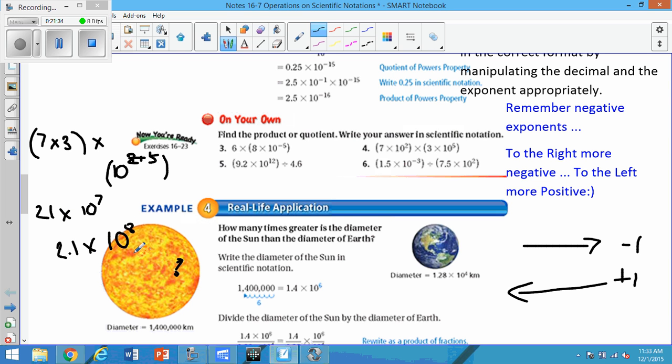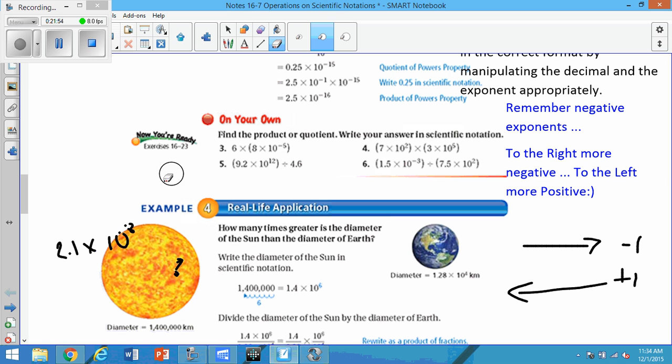Now you're going to the left, so you are going to add that 1 to it. So that's what your answer would be for number 4. If you got that right, awesome. If not, you're going to need to go back and rewatch to make sure you understand it.